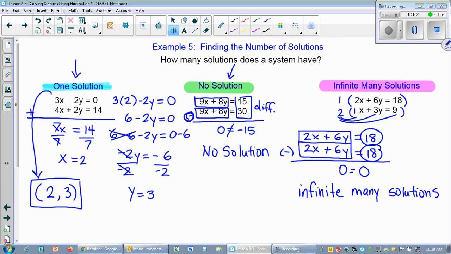If we go to add or subtract, and our variables eliminate themselves, becoming 0, and our constants eliminate themselves, also becoming 0, then we have infinitely many solutions.